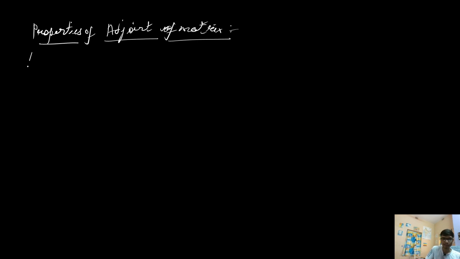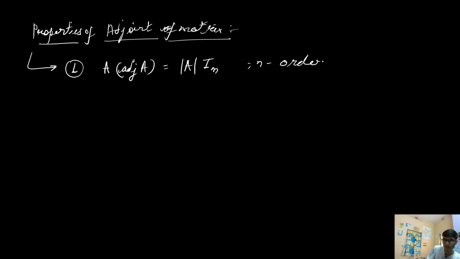Properties of adjoint of a matrix are the most important thing. The first and most important property, from where the concept of inverse is actually calculated, is the king property. If you multiply A with the adjoint of matrix A, you get the determinant of A into the identity matrix of order n, where n is the order of the matrix.